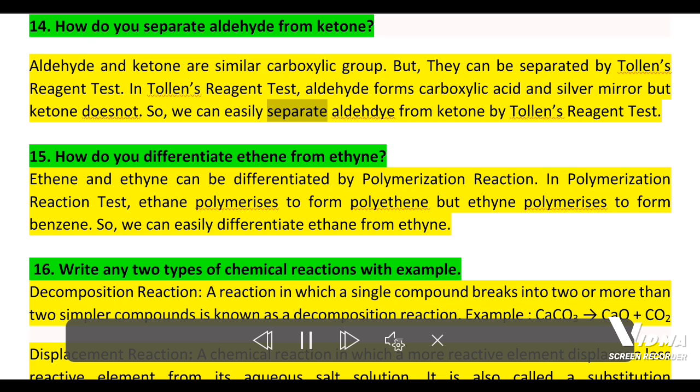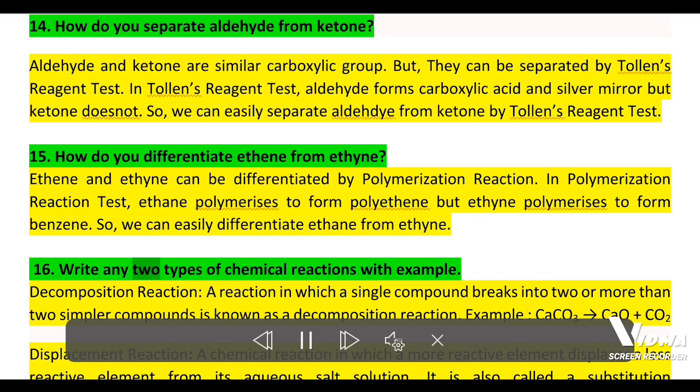So, we can easily separate aldehyde from ketone by Tollens' reagent test. 15. How do you differentiate ethene from ethyne? Ethene and ethyne can be differentiated by polymerization reaction. In polymerization reaction test, ethene polymerizes to form polyethene but ethyne polymerizes to form benzene. So, we can easily differentiate ethene from ethyne.